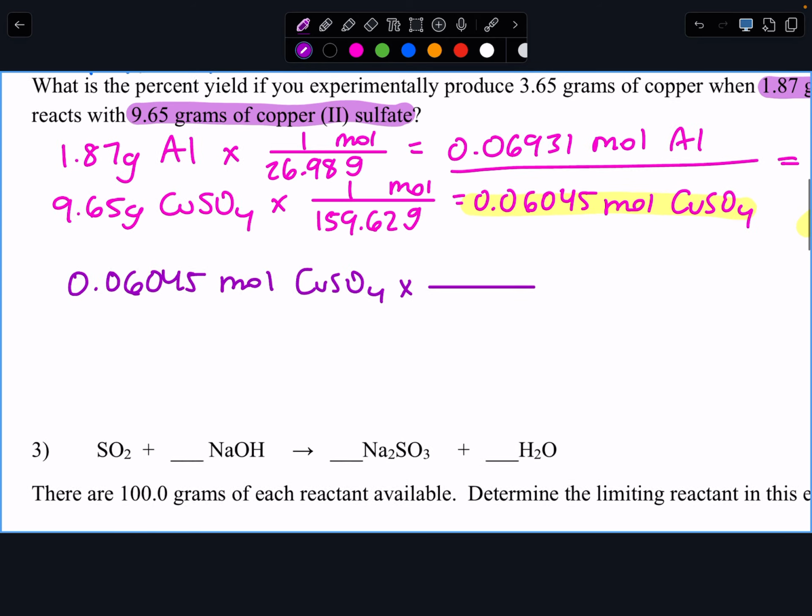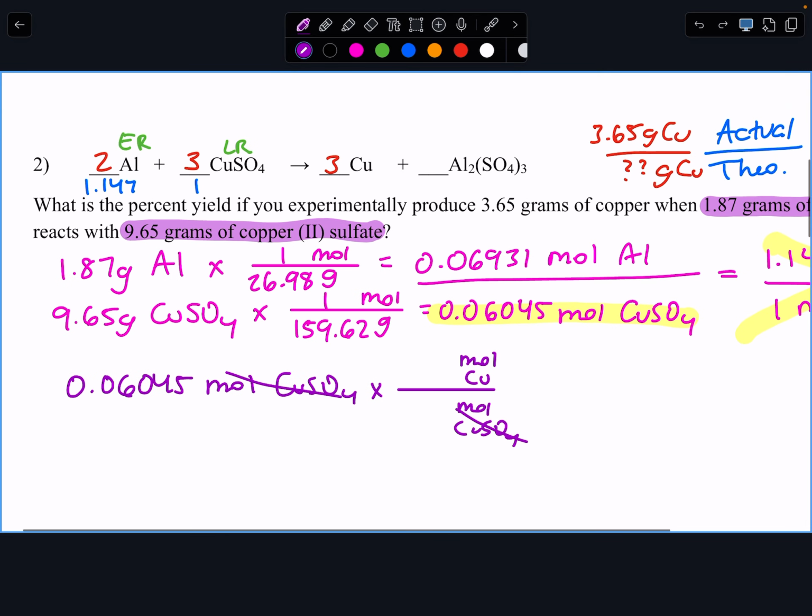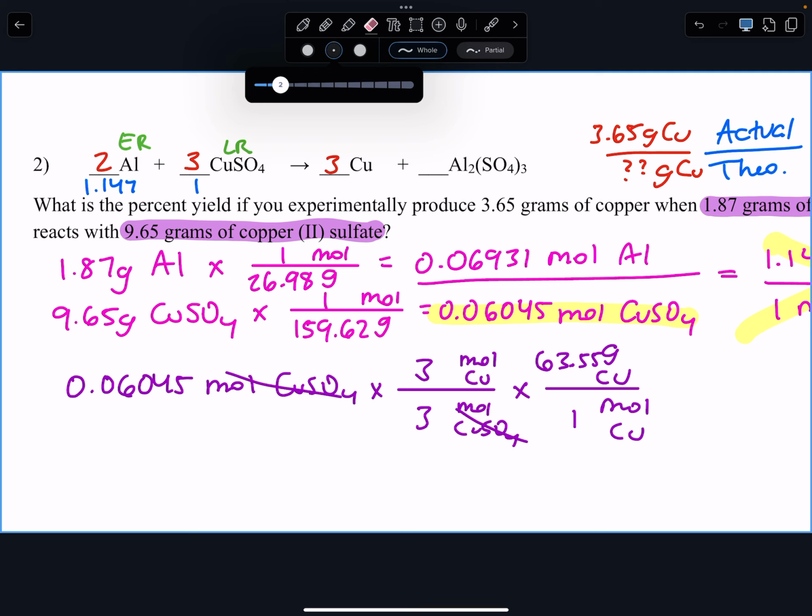Good. Okay, so I'm at moles of CuSO4, so I will go to moles of Cu, moles of CuSO4 at the bottom, so it cancels out. This is mole to mole ratio, so I get that from the reaction. 3 moles of copper, and then 3 moles of copper sulfate, right? Times a fraction, moles of Cu at the bottom, grams of Cu on top. What's the molar mass? 63.55. Per mole, correct? So can anyone tell me what the answer is?